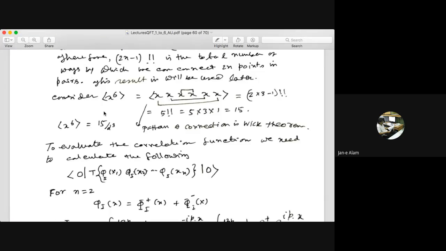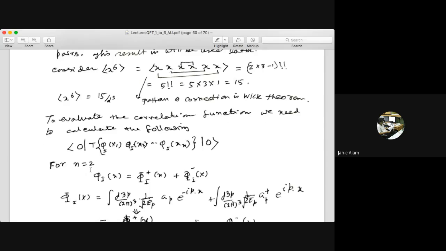Now this result I will be using a little later when I will be discussing Wick's theorem. Now let us go back, not to x, but to the field phi, and see how we can use this analogy. As I said, I want to calculate the time ordered product of phi x1, phi x2, up to phi xn. Wick's theorem will help me to calculate this.